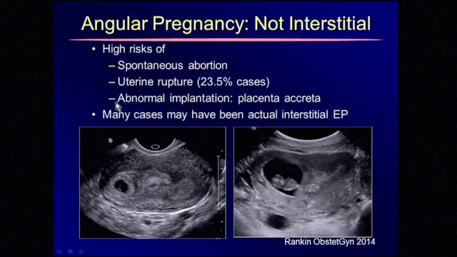Now, the risks here possibly are higher than they actually are because a number of interstitial pregnancies have been mixed into these reports, not being clear on the separation between the interstitial pregnancy and this eccentrically placed gestational sac. So many cases may have actually been interstitial ectopics. There are some reports in the literature, however, that are not showing that favorable of an outcome.